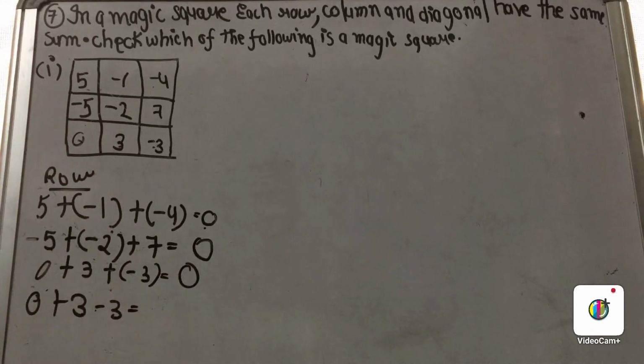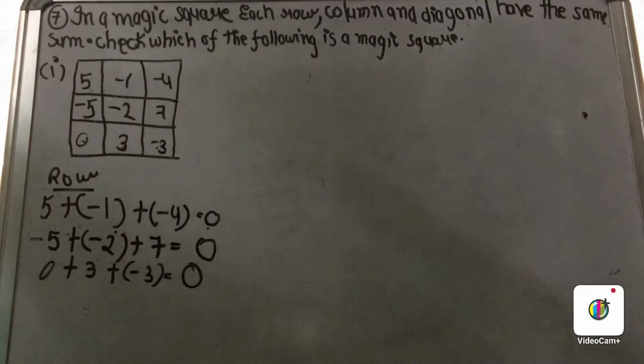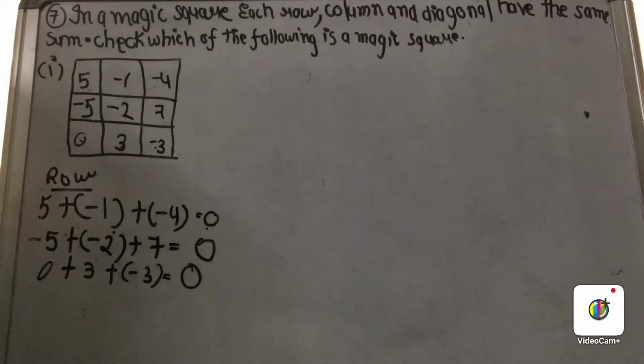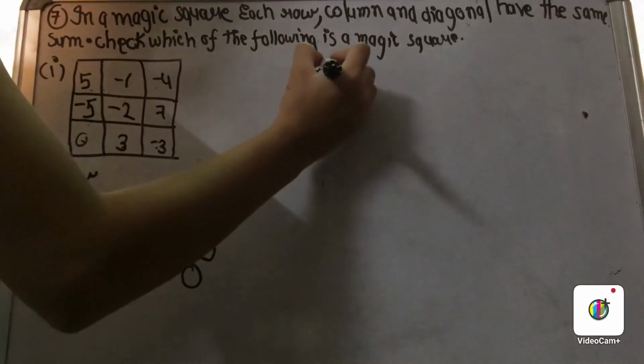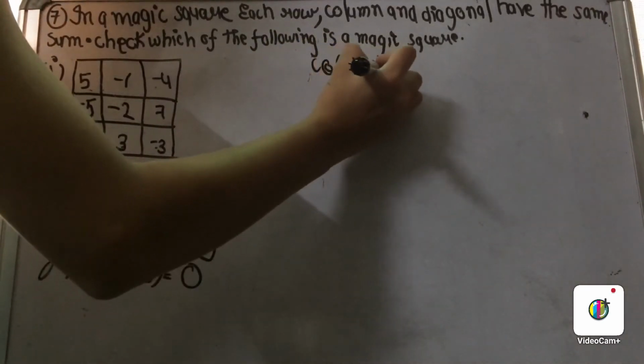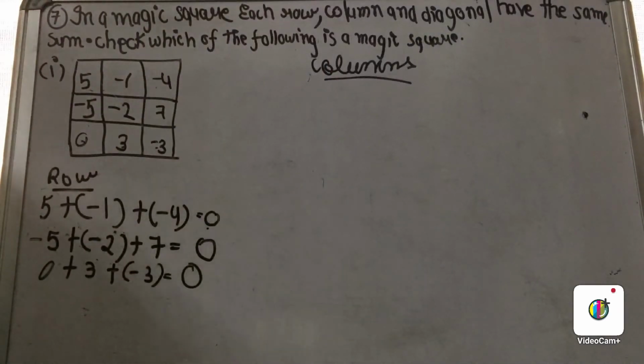So now let us move to the columns. As you can see, we have found the answers of all the rows, and now we are going to find out the answers of all the columns in this magic box. So we will just write here columns. Now what are the columns that are arranged vertically? So now let us solve them.